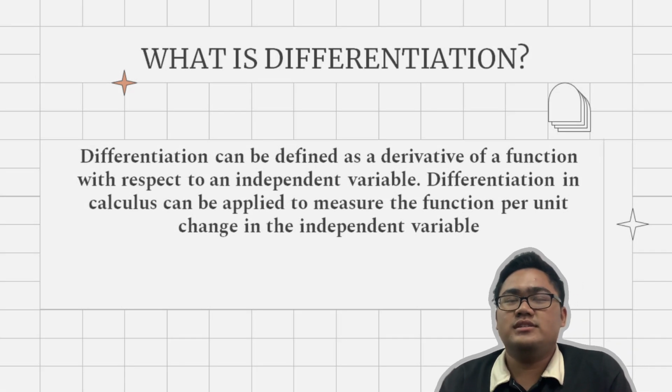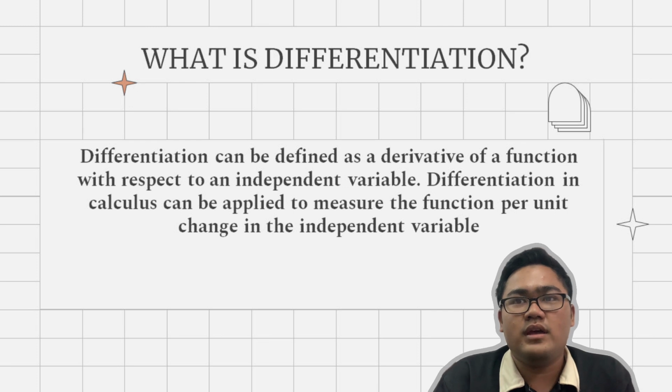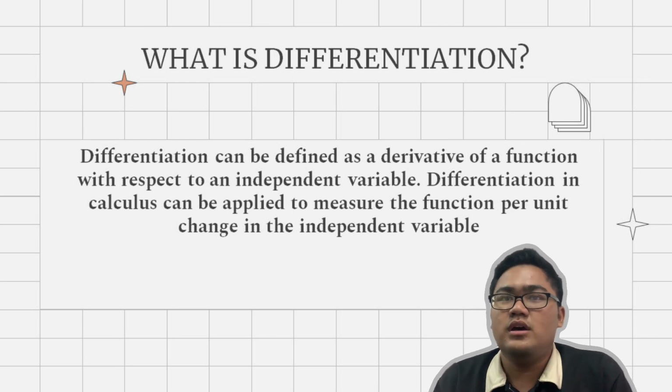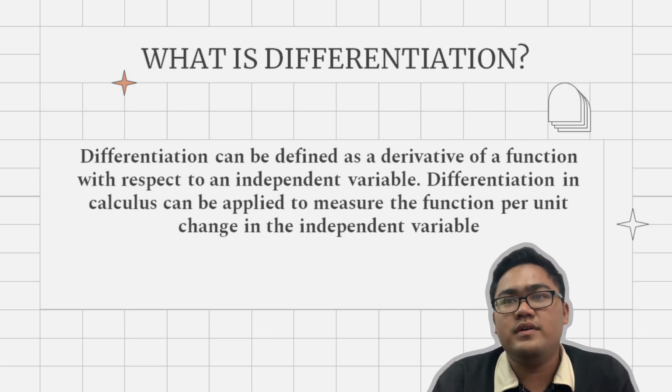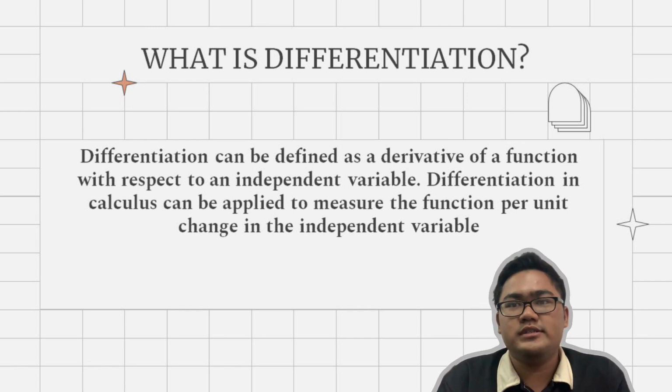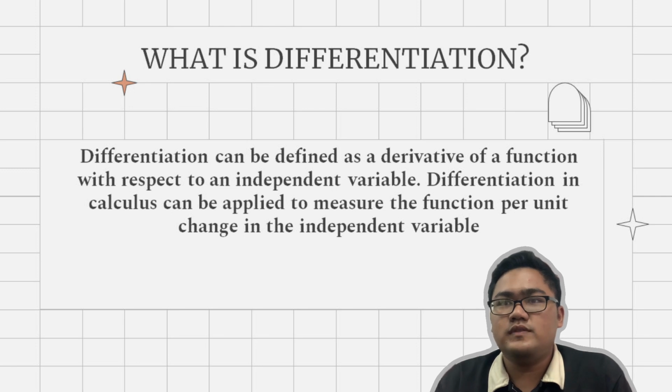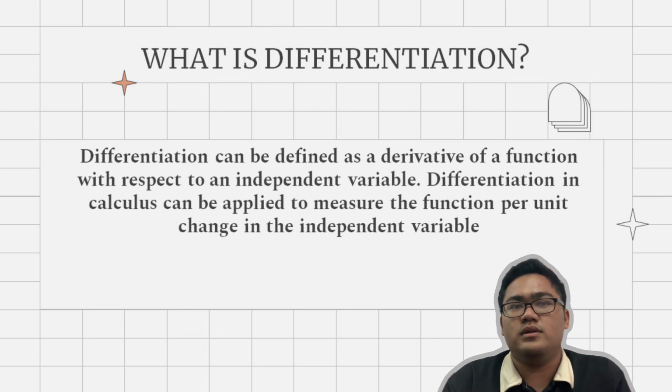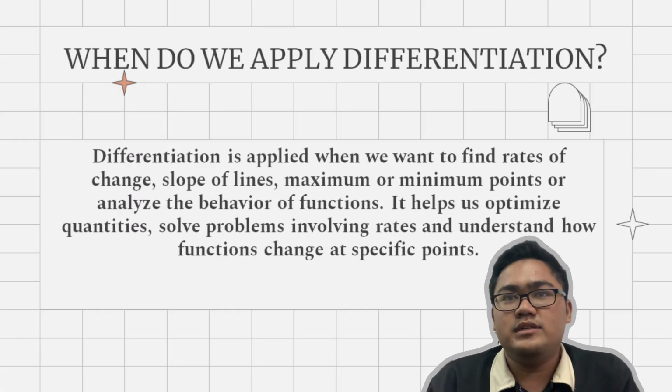What is differentiation? Differentiation can be defined as the derivative of a function with respect to an independent variable. Differentiation in calculus can be applied to measure the change of the function per unit change in the independent variable. When do we apply differentiation?